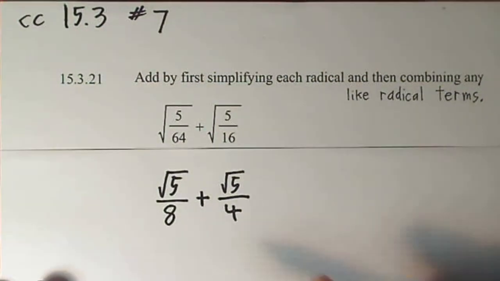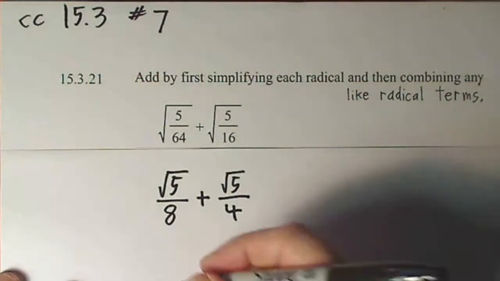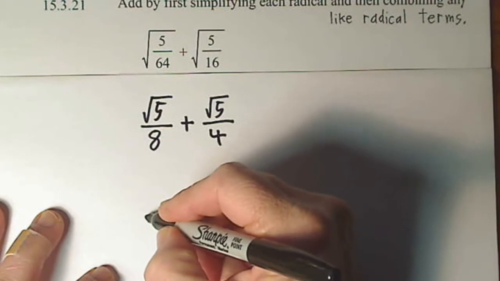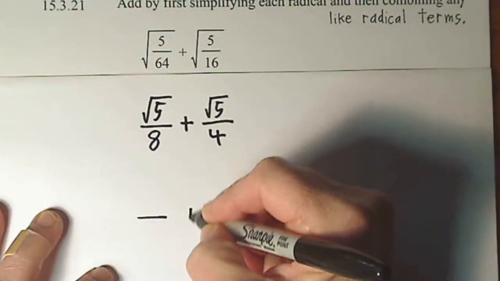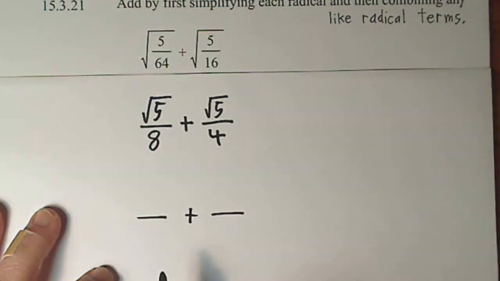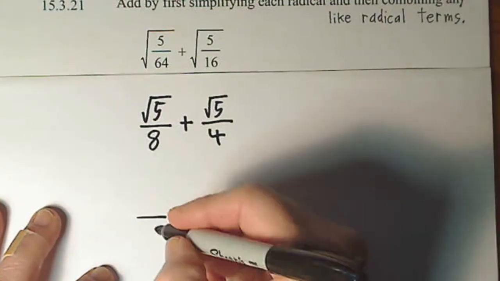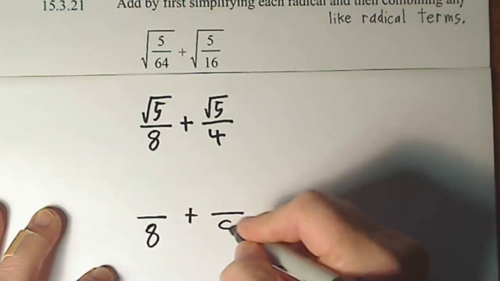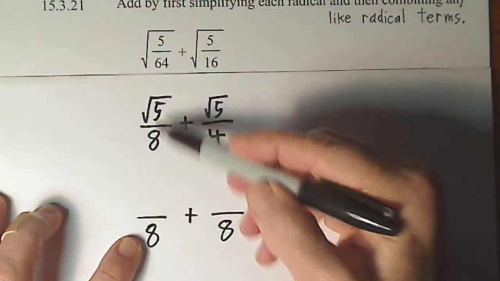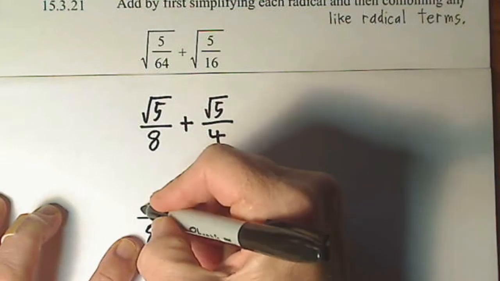Well, now we need common denominators. And don't be thrown just because there's a radical sign. We basically proceed the way we have in the past. You look for your least common denominator. It's going to be an 8. If this denominator is already an 8, I don't have to change anything. I just keep radical 5.